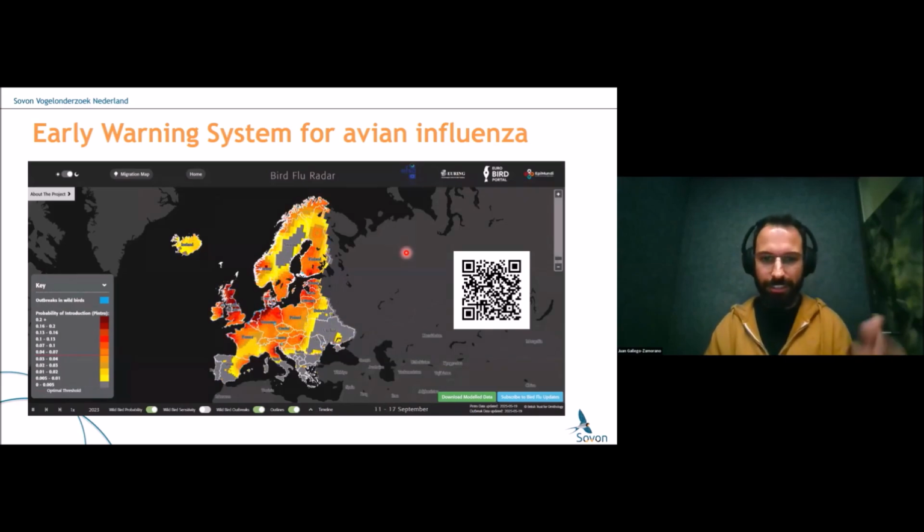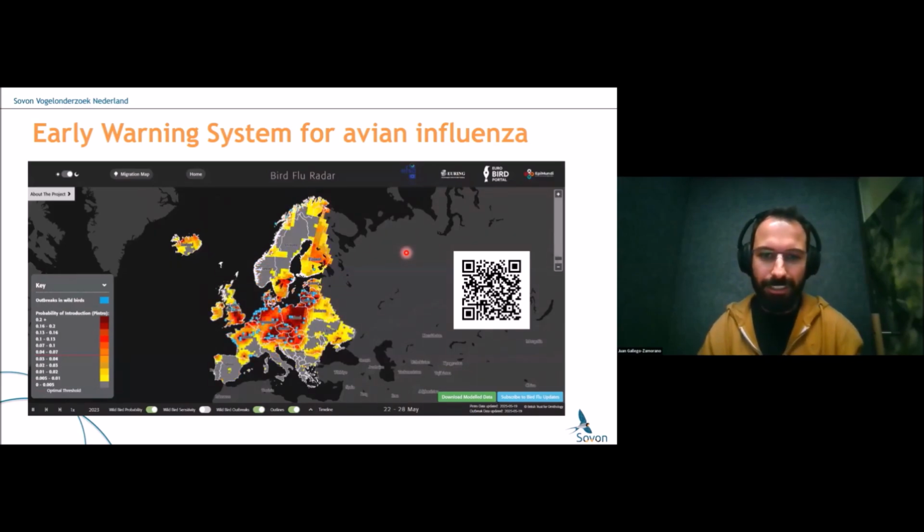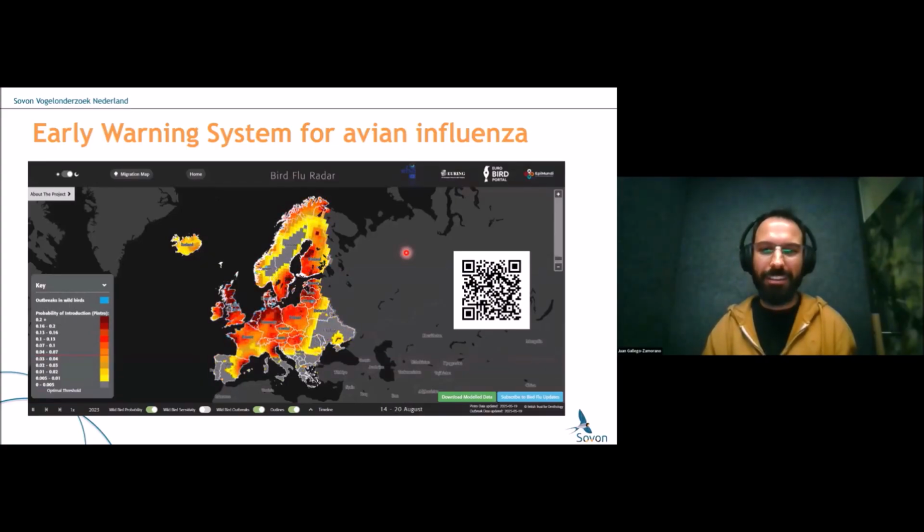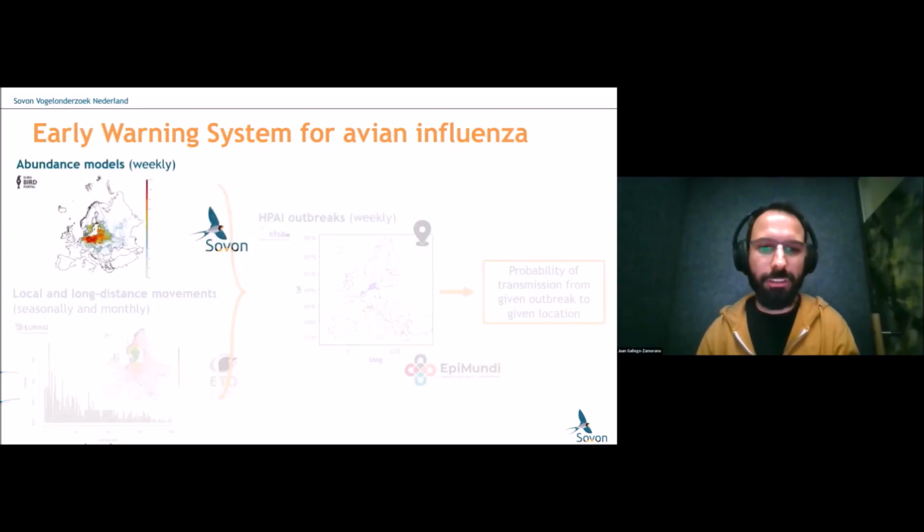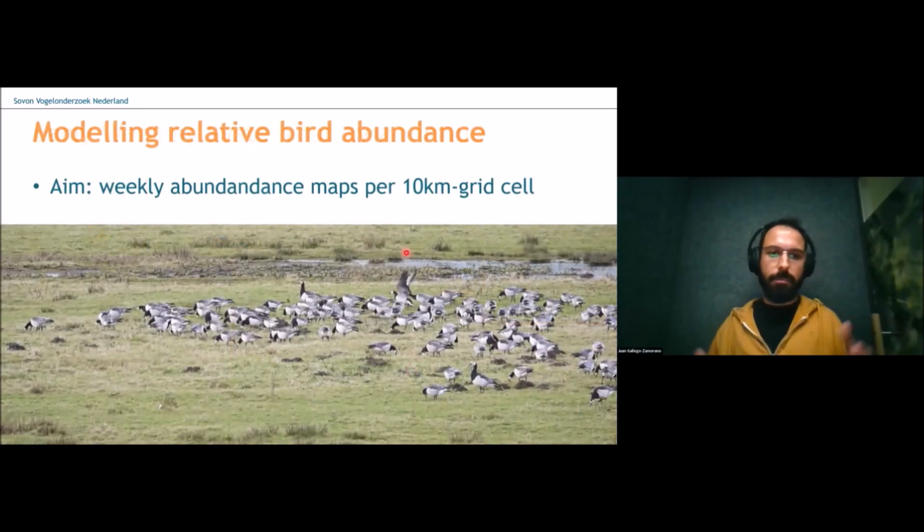But of course, this is the nice final result and the nice story. Since I think people in this audience are quite interested in the models that we develop, I will talk you through the models that we created at Sovon about the abundance of birds at the weekly scale. So the aim could be summarized in just this simple sentence: try to calculate, to predict, and to make weekly abundance maps at 10 by 10 kilometer grid cells all over Europe. But of course, that's not easy.